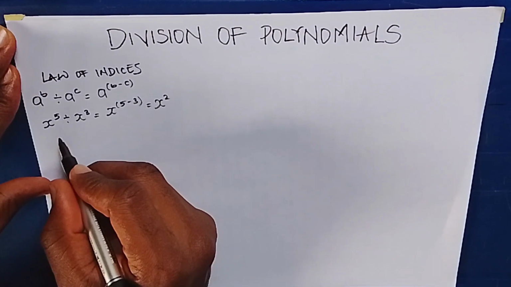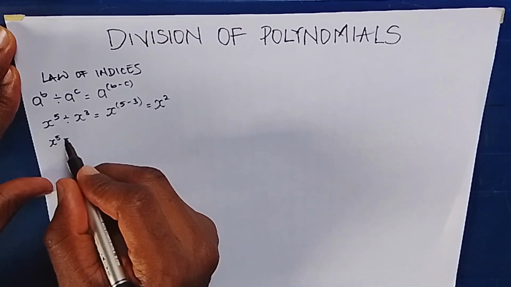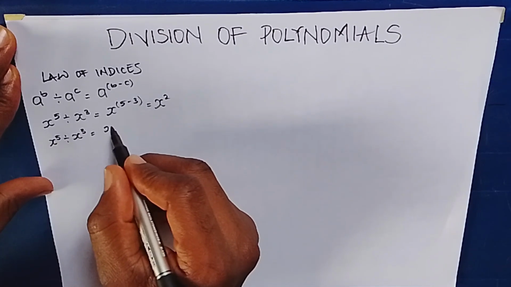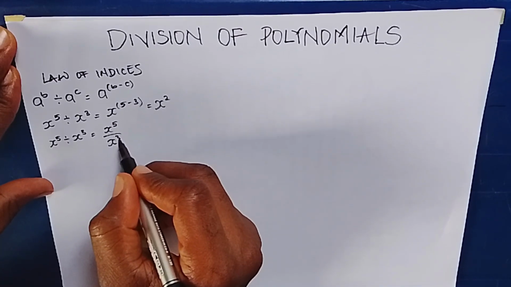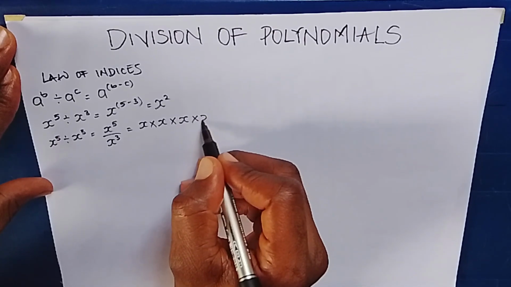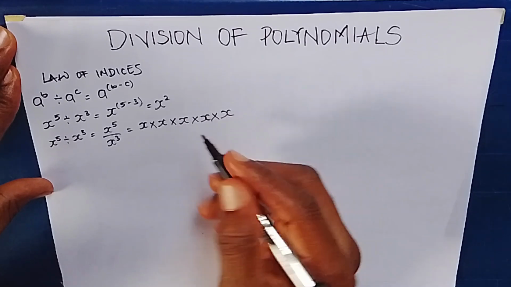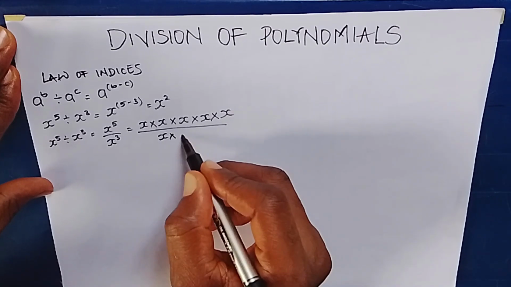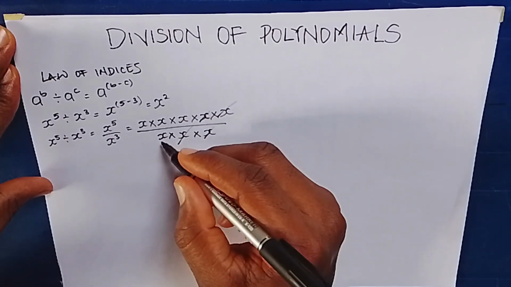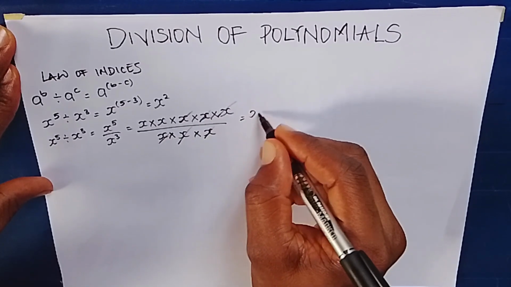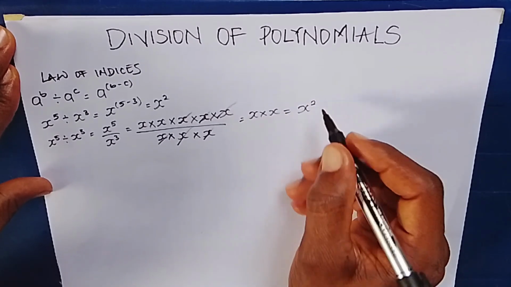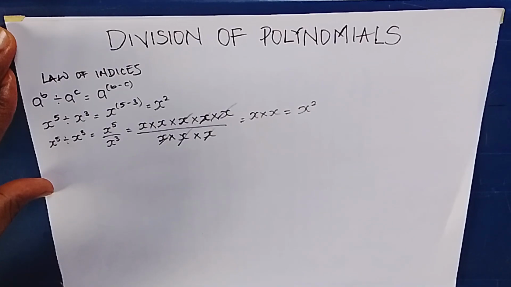Now let's try it this way. You agree with me that x raised to the power 5 divided by x raised to the power 3 is equal to x raised to the power 5 over x raised to the power 3. And this is also equal to x times x times x times x times x, up to the fifth, all over x times x times x. This cancels this, this cancels this, this cancels this, and then you are left with x times x, just x squared, and that gives us x raised to the power 2. So that's how that law applies.